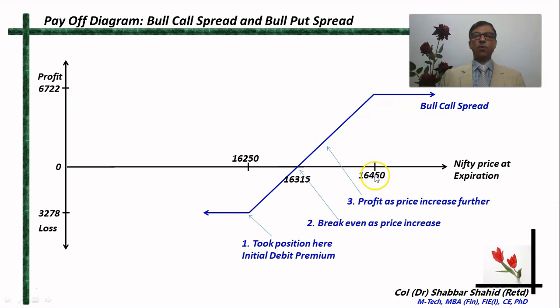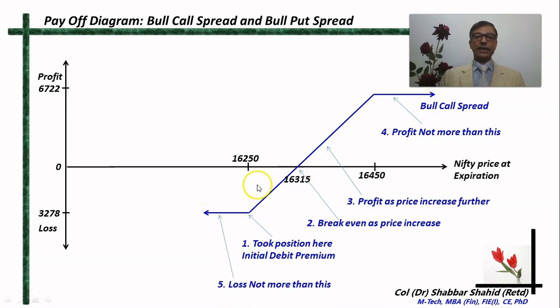Beyond 16450, your profit was stable. On one hand you were earning, on the other hand you were losing, and your profit became stable. Under no circumstances could your profit go beyond this. Okay, so this was the maximum profit which you could earn.